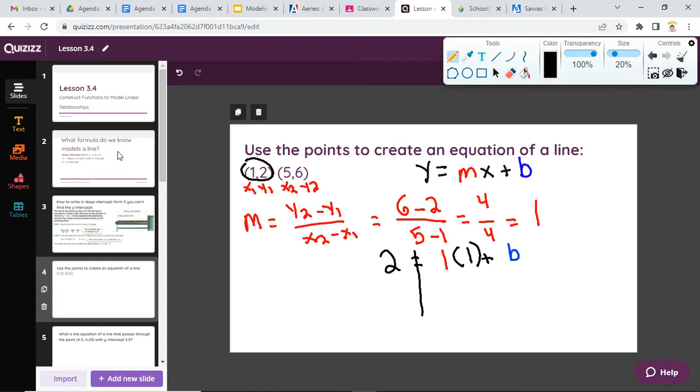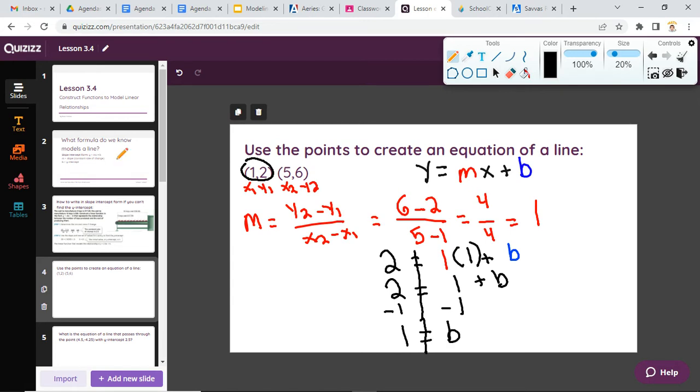Whenever we have an equation with only one variable, we can use algebra to solve for that variable. What we have to do here is simply multiply and distribute. 1 times 1 is 1. So I get 2 is equal to 1 plus b. And then we use some opposite operations. The opposite of a positive 1 is a negative 1. So I'll subtract 1 from both sides, and I will get 1 is equal to b.